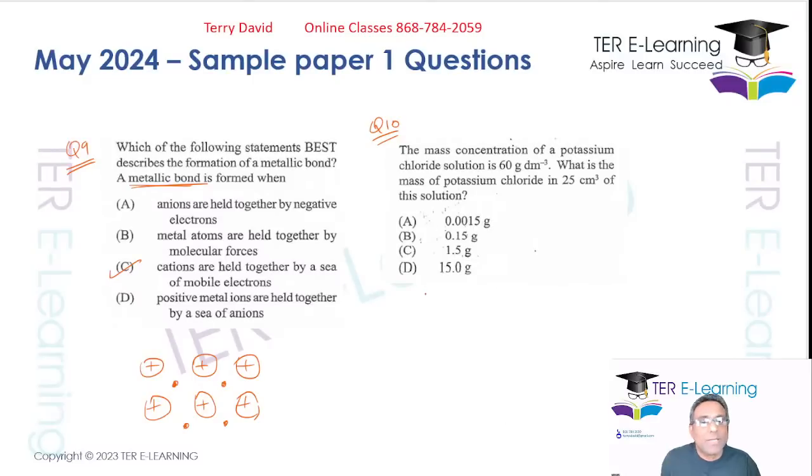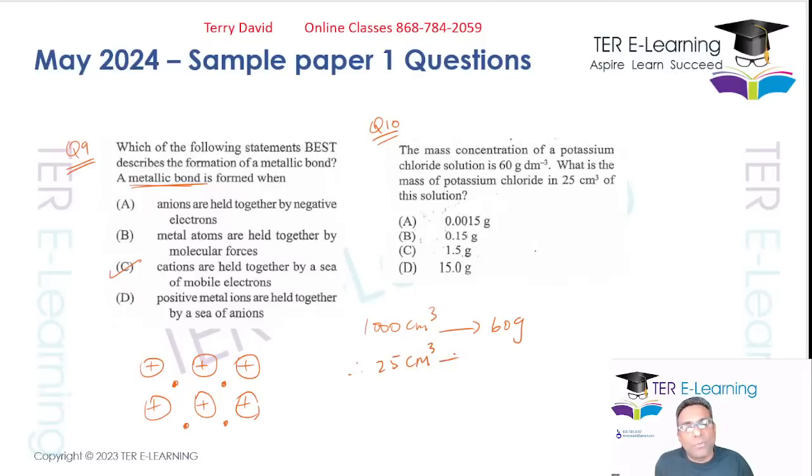Let's see if that makes sense. I have never taught my class any formulas when it comes to moles. So basically the concentration of the potassium chloride is 60 gram per dm cube. So that means that 1000 cm cube of your potassium chloride contains 60 grams. So I need to figure out how much is 25 cm cube.